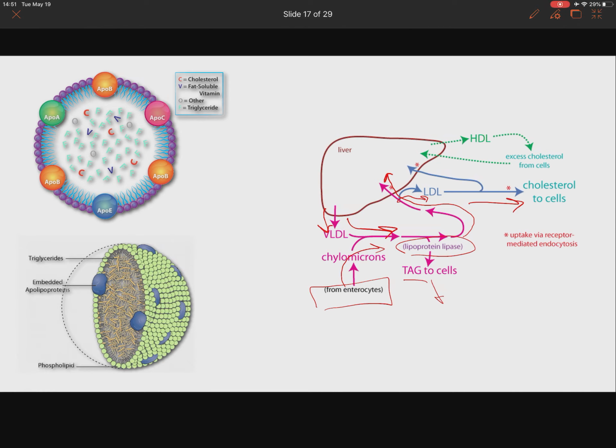The LDL then binds to the specific receptor, gets internalized, right? Receptors recycled, all of that good stuff. Okay.